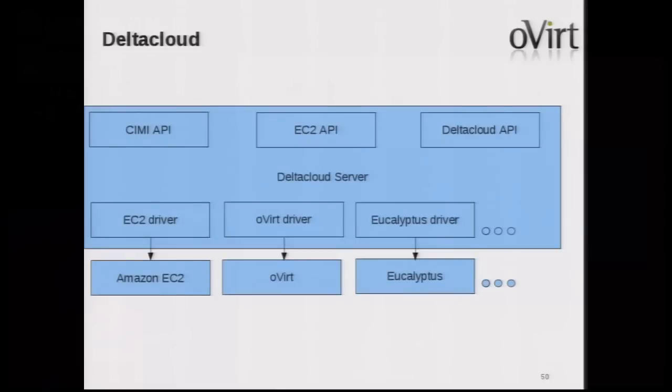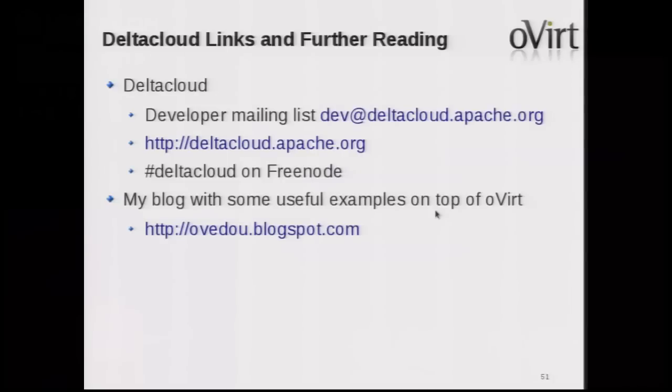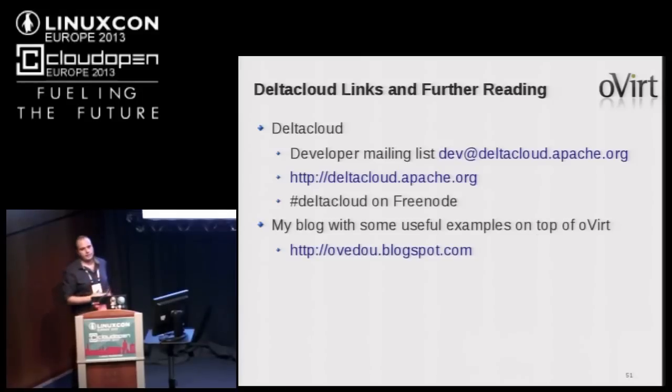Again, just a way to use another set of APIs. So these are the APIs that are exposed, and inside the Delta Cloud servers, you have different drivers that know how to talk to different cloud providers. I won't go into any further details. If it interests you, if you already work with a specific environment that has support for the EC2 API and would like to work with oVirt as well, you can check it out and see if it fits you. Again, the protocol support is not complete yet.